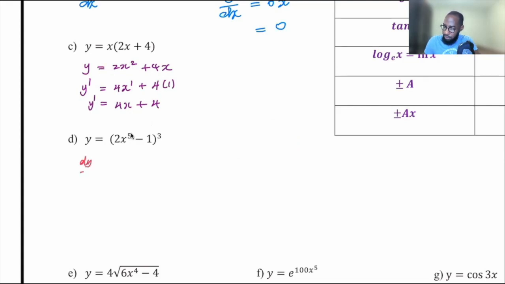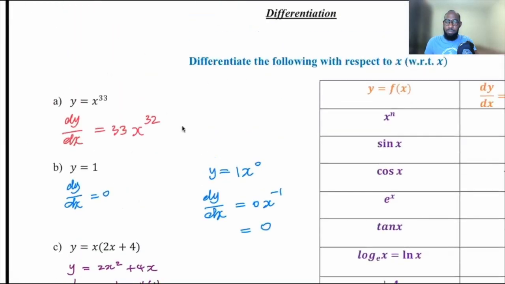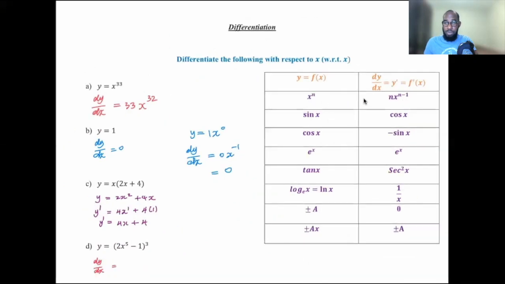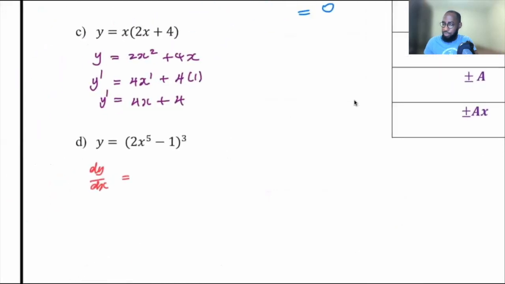So dy over dx is equal to, we are still using, let me zoom out a little bit, we are still using this rule here, x to the power n, right? So like I'm treating this as x to the power n. So I'm multiplying the n by whatever number in front, in this case is 1. I'm subtracting 1 from the power, but there's an additional step, right? So let's deal with that one time. So I'm going to say, okay, 3 times 1. I'm dealing with the outside first and then go in, all right? So I'm dealing with the outside first.